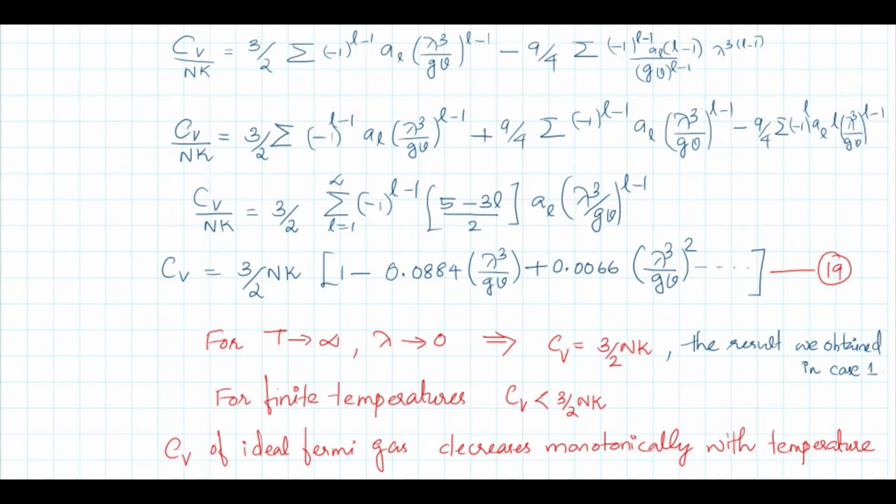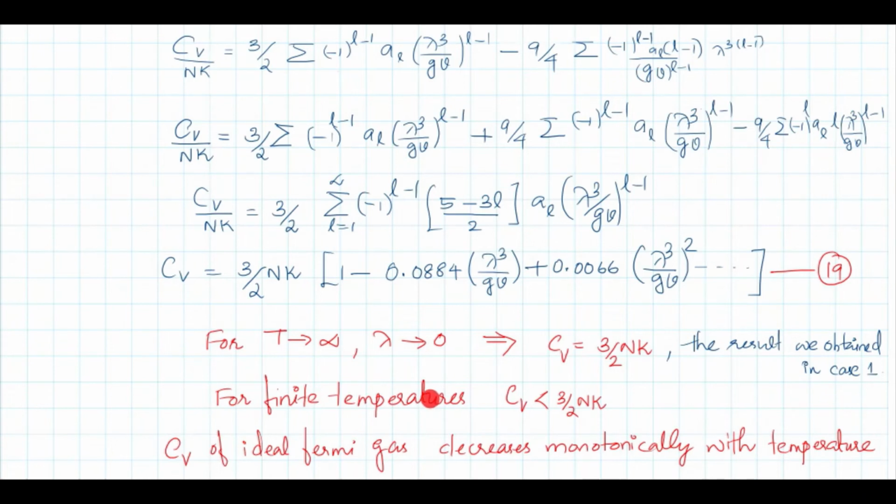And this is a series in λ³ by gV or nλ³ by g. For T tends to infinity, that is the case 1, λ tends to 0, and you can neglect all these terms. So we will reduce to the first case, Cv equal to 3 by 2 nk, the result we obtained in case 1.